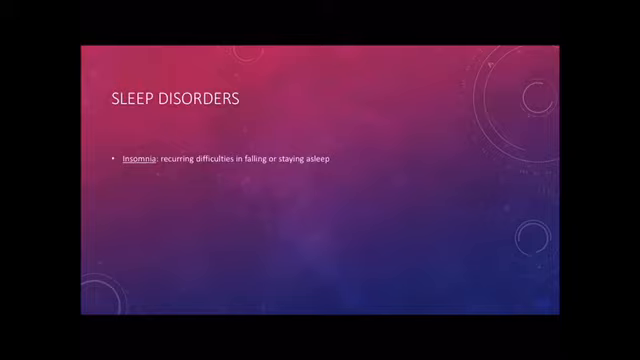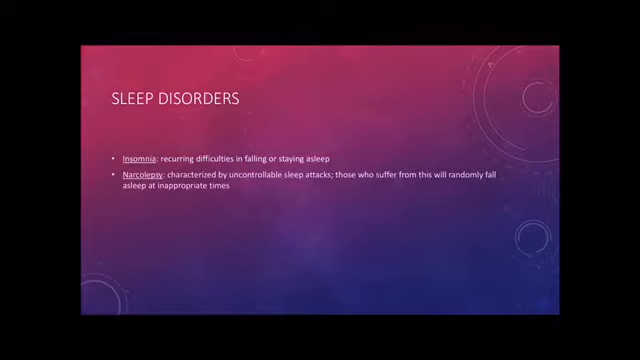Either you have trouble falling asleep, it takes you hours just laying there with your eyes closed to even get to sleep, or you fall asleep relatively easily maybe, but you don't stay asleep. Or it could be both. But insomnia is categorized by either or both of those things.